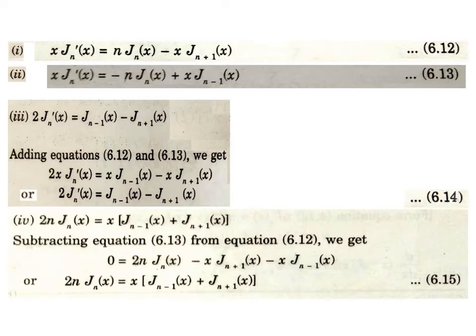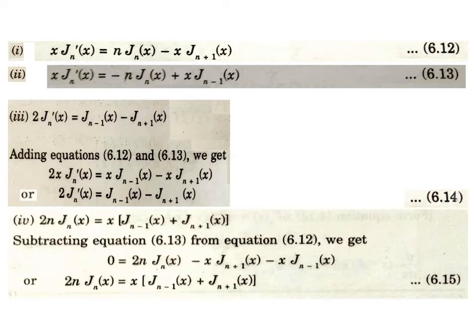We begin again with the first and second recurrence relations, which we derived in the previous lecture, named as equations 6.12 and 6.13. The third and fourth recurrence relations are very simple to derive. As you can see, if you add equations 6.12 and 6.13, that means if you add the first and second recurrence relations, and just simplify, you will get the third recurrence relation.